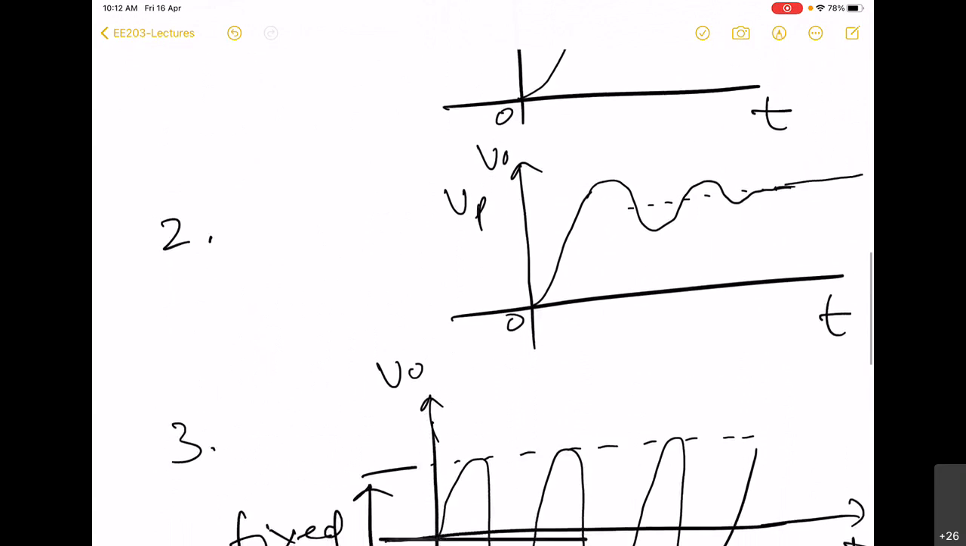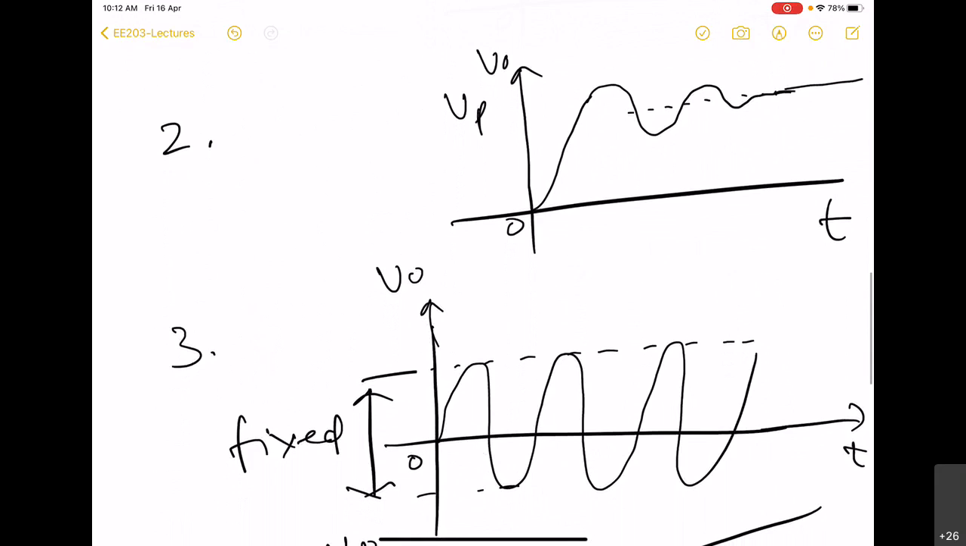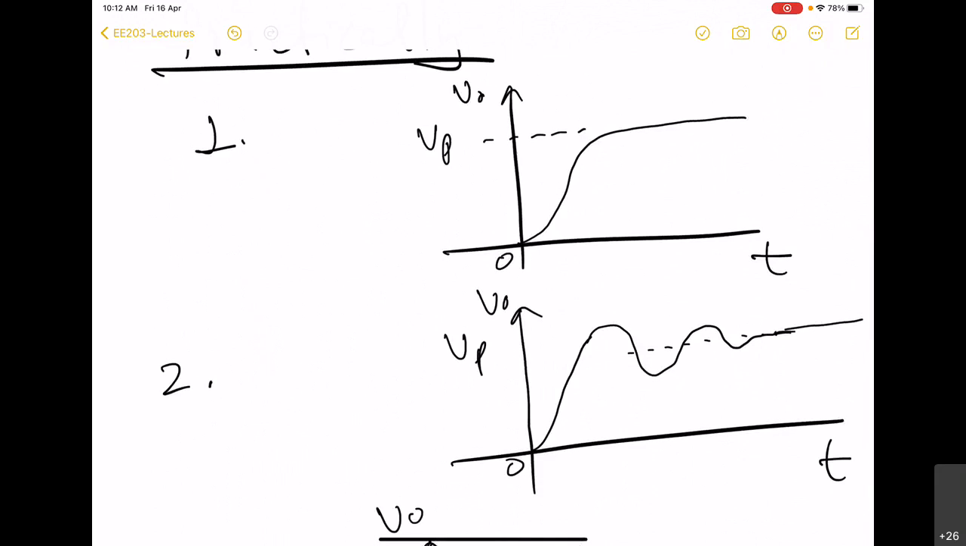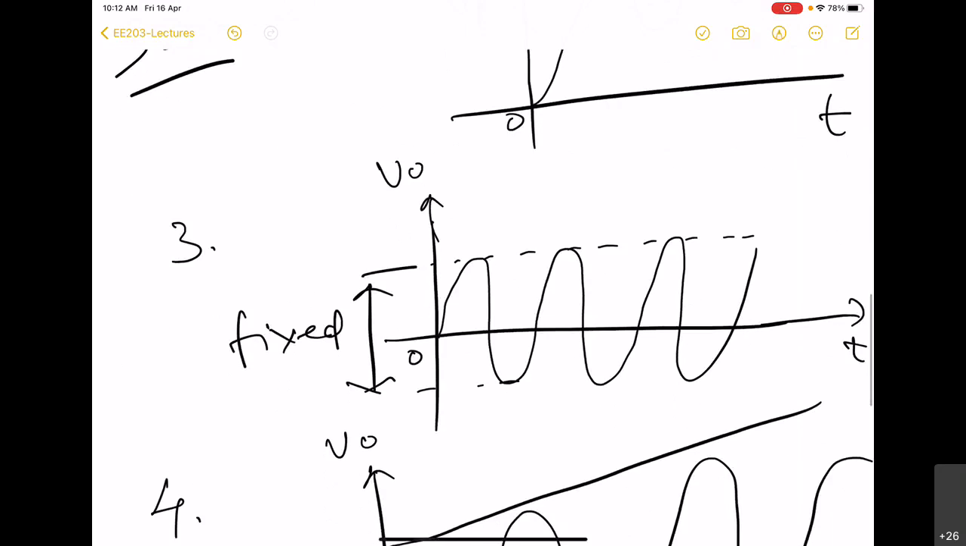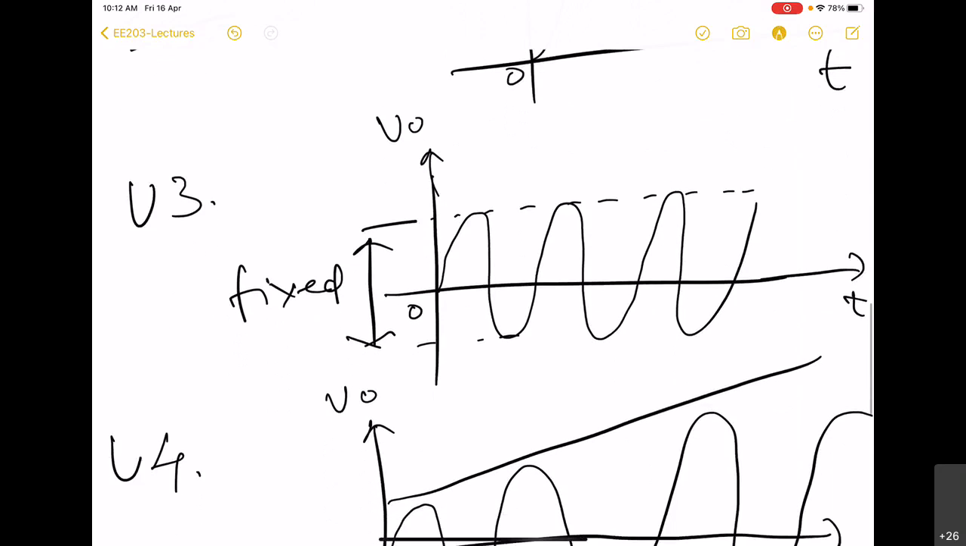Out of these, the first two cases, case 1 and case 2, these two responses will be called the stable responses, and we will see that the amplifier is stable for these two cases, and for the other two cases we will say that we have an unstable amplifier.